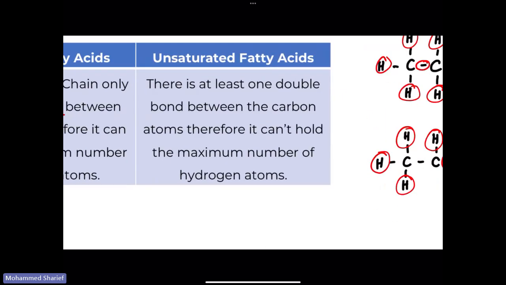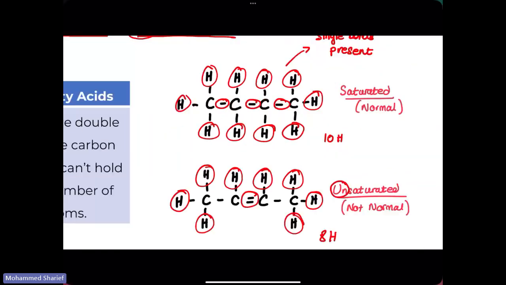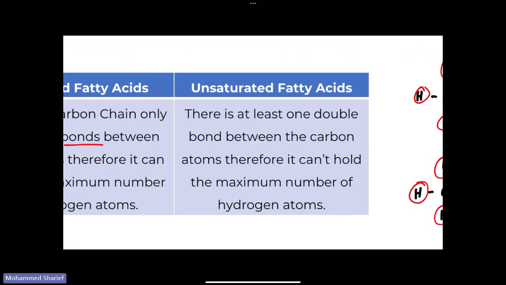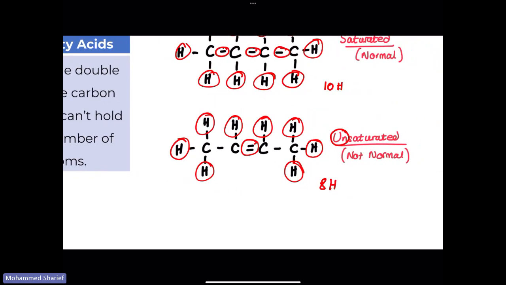Now, in an unsaturated fatty acid, there's at least one double bond. So you can see over here, there is this double bond. And because of that double bond between the carbon atoms, it can't hold the maximum number of hydrogen atoms because this carbon is bonded to this carbon twice, and it can only bond to 2 other hydrogens instead of 4. That's why you have 8 hydrogens over here, whereas you have 10 over here. So that's the key difference there.